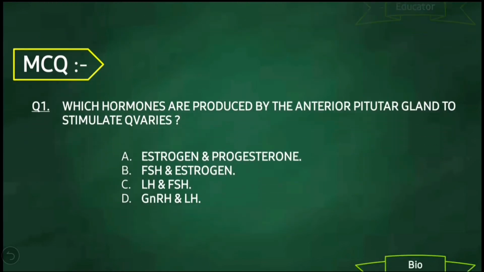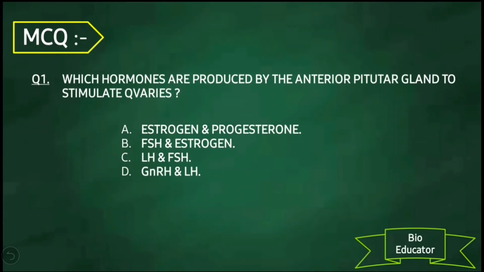Now it's time for MCQ. Question number 1. Which hormones are produced by the anterior pituitary gland to stimulate the ovaries? We know that the anterior pituitary gland secretes follicle stimulating hormone and luteinizing hormone to stimulate the ovary. So C is the right answer.